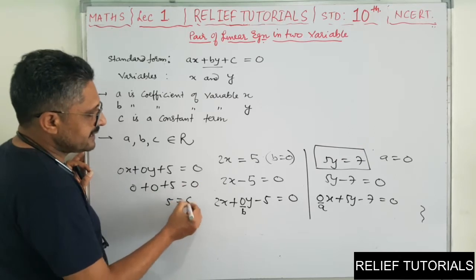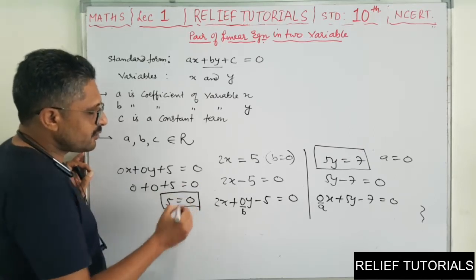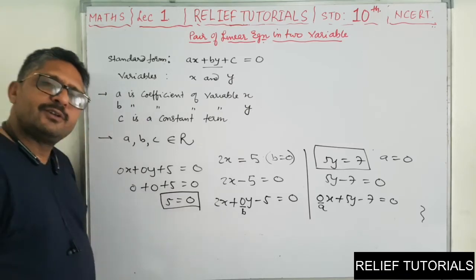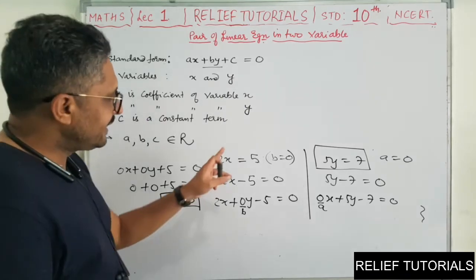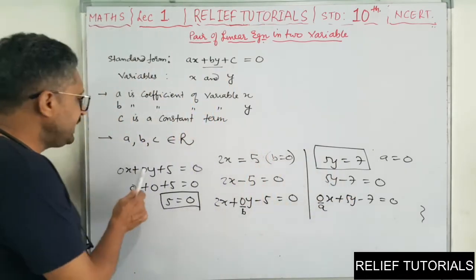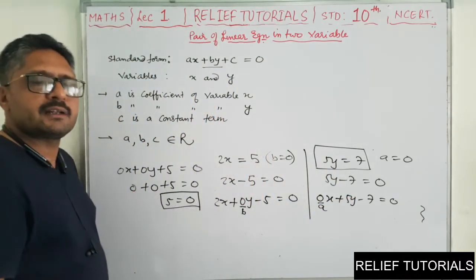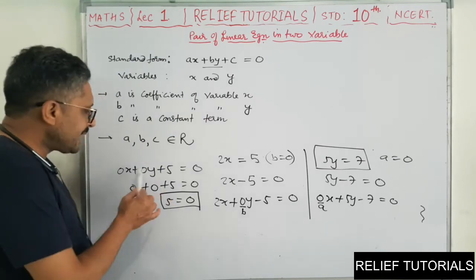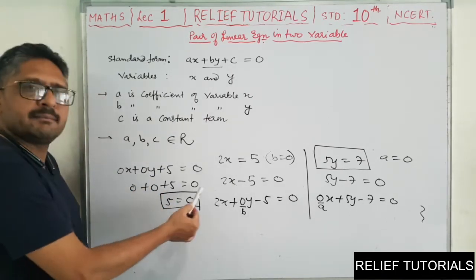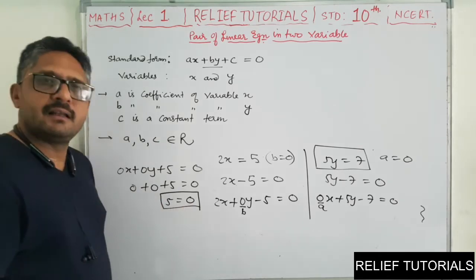So what we will get? 5 is equal to 0. But mathematically this is not viable. 5 can never be equal to 0. So it means either b should be 0 or a should be 0, but a and b simultaneously are not equal to 0. If a and b are simultaneously equal to 0, then mathematically it will not be viable.